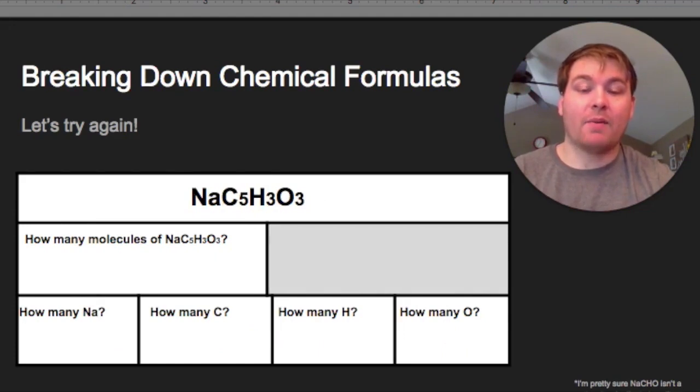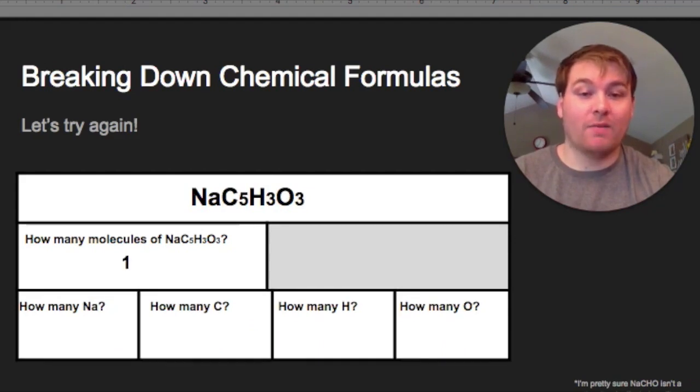NaC5H3O3. How many molecules do I have? Well, I have no coefficient. That means I only have 1 molecule. Well, how much sodium is in each molecule? 1. How much carbon? I see a subscript of 5, so there's 5. How much hydrogen? 3. And how much oxygen?